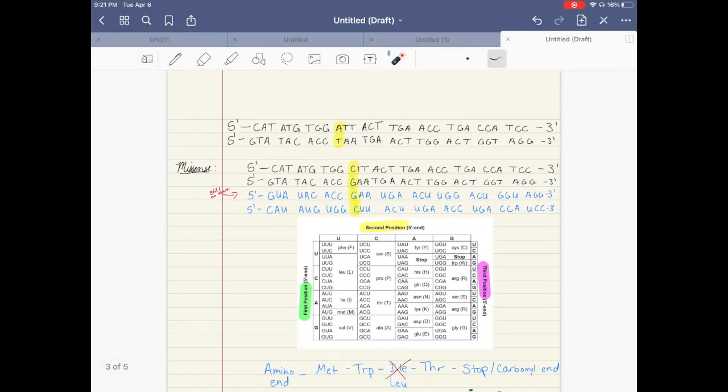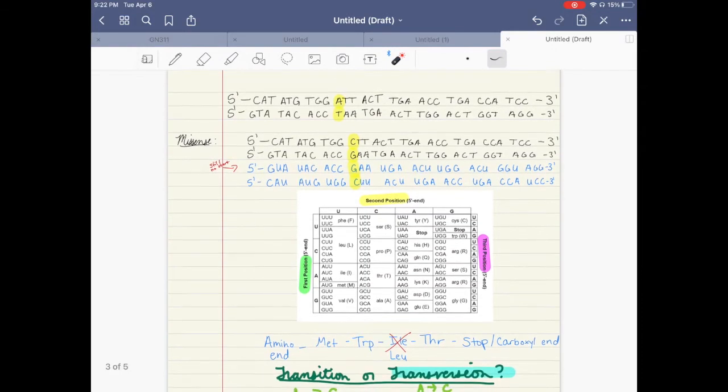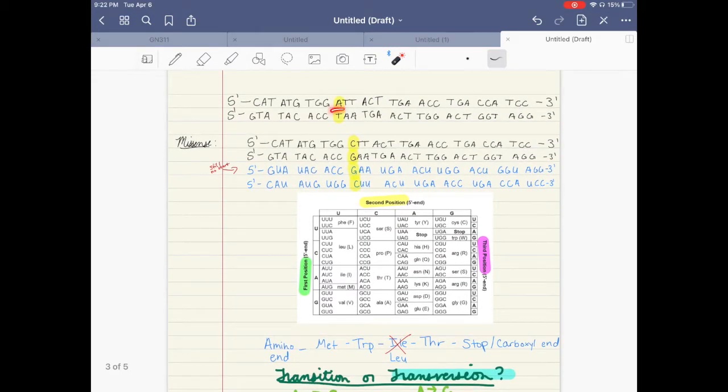And then with missense mutations, that's going to be when there is a point mutation in the sequence that does cause the amino acid to change, but it doesn't cause a premature stop or the deletion of a stop. So in this case, we do have a transversion again. So we have A to C and T to G. And we're going to look at this one right here, and it ends up changing this amino acid.